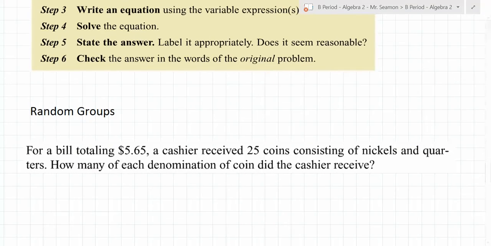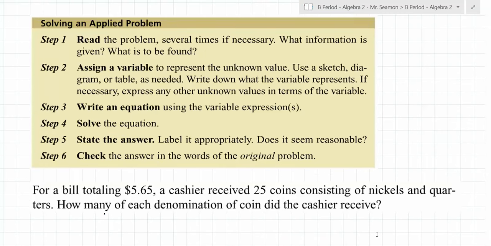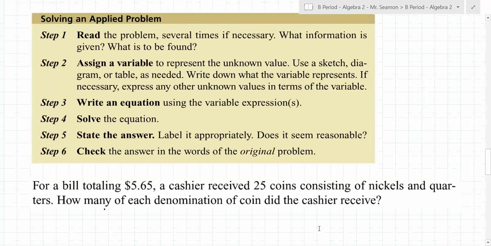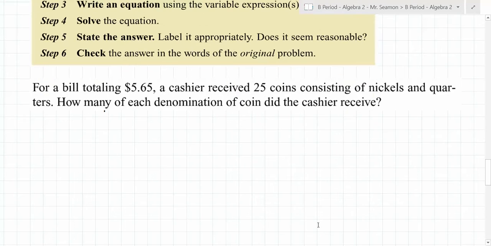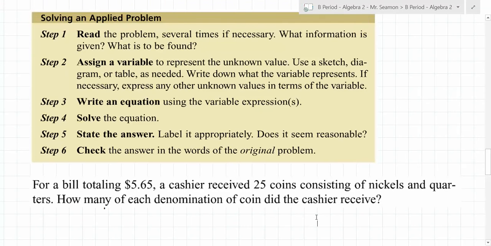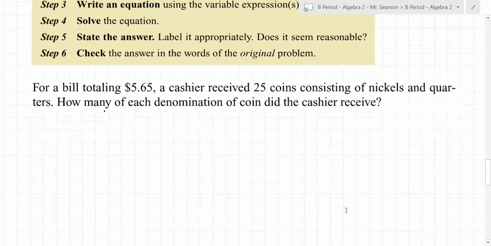So here's a question I would like you to work on in random groups. So far, what's the first thing you tried to do on this question? Set up an equation. But when should you set up the equation? After you've read it and you've assigned variables. So what are your variables going to represent? To answer this question, you need to find out what? Number of nickels and the number of quarters.